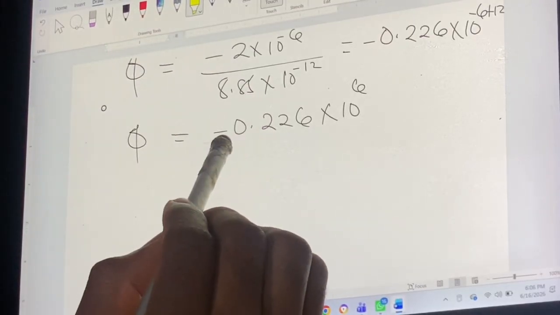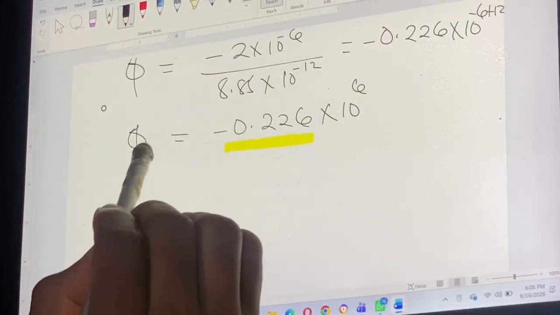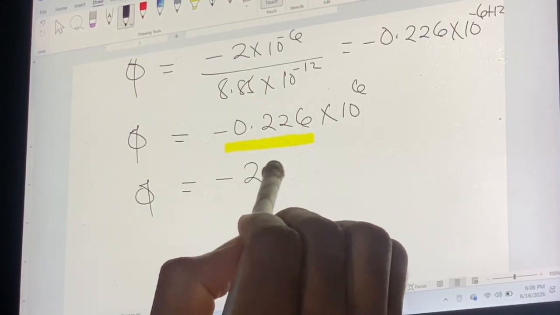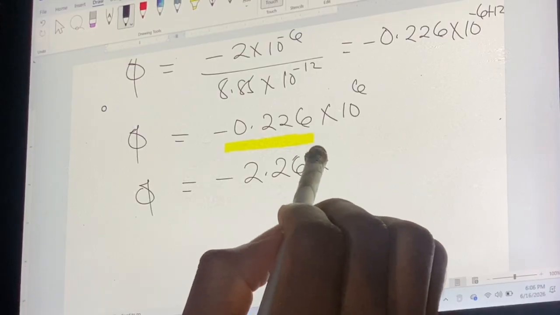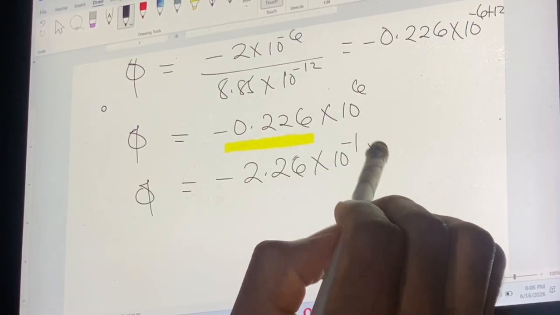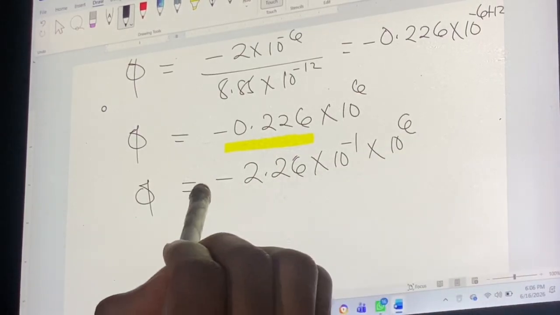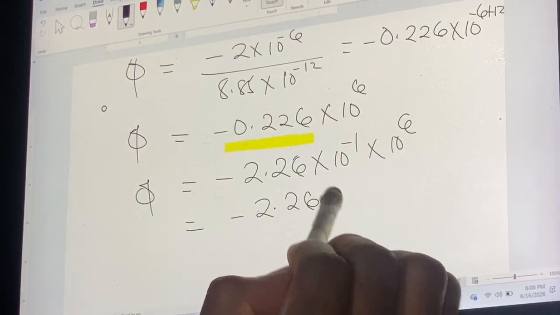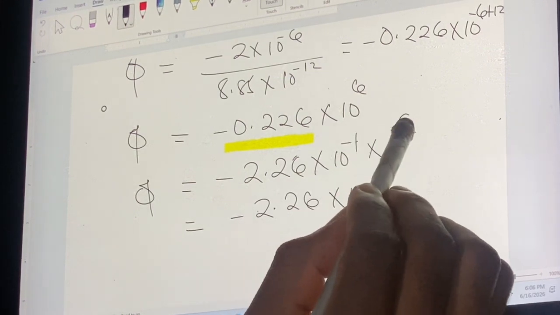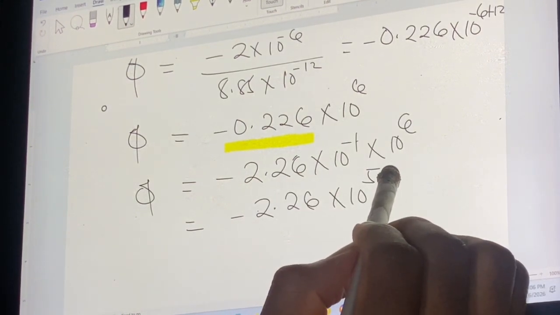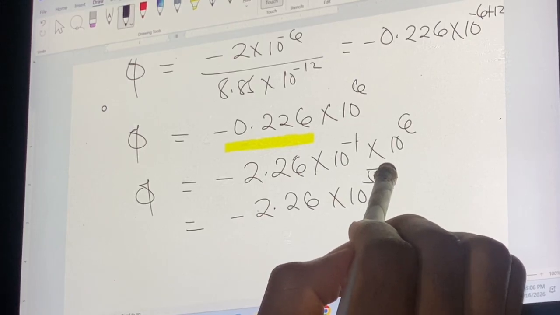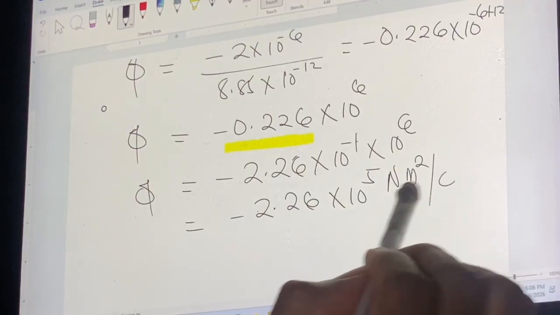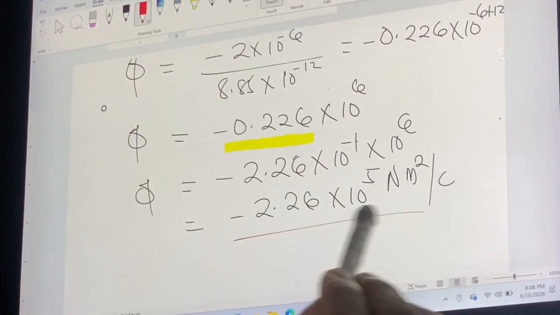Representing this in a complete standard form here, our electric flux here, that is the phi here, will be equal to minus 2.26 times 10 raised to the power of minus 1 times 10 raised to the power of 6, okay, which is the same thing as minus 2.26 times 10 raised to the power of minus 1 plus 6 will give us 5. And the unit of this is Newton meter square per coulomb. Please don't forget, this is our answer here.